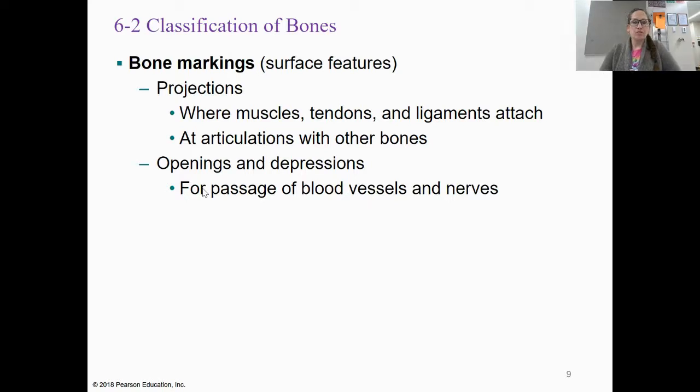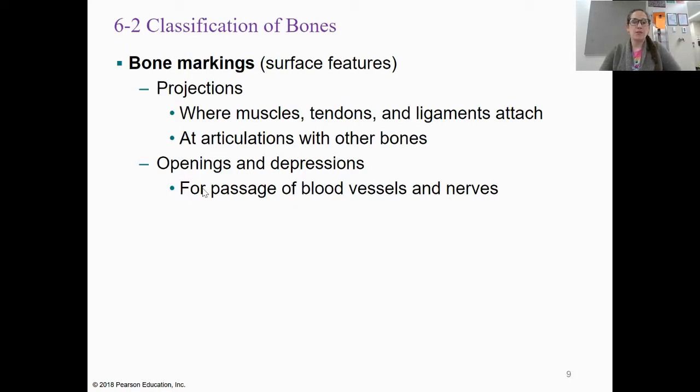The next section of Chapter 6 talks about bone markings, and there are 2 primary categories of bone markings: projections or openings and depressions. I highly recommend that you go through this, especially those of you PT focused or any kind of medical, doctor, nurse, etc. You will need to know these markings. We may not cover all of them when we do our axial and appendicular skeletons, but I would like you to be aware of what their purpose is.